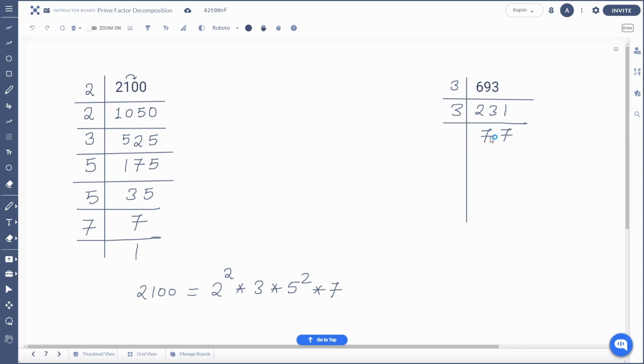Now, it's no more divisible by 3, neither by 5. Yes, 7 can divide this. We get 11, and 11 itself is a prime number. Once we get 1, we have to stop. 693 can be written as a product of its prime factors, which is 3 times 3 times 7 times 11.